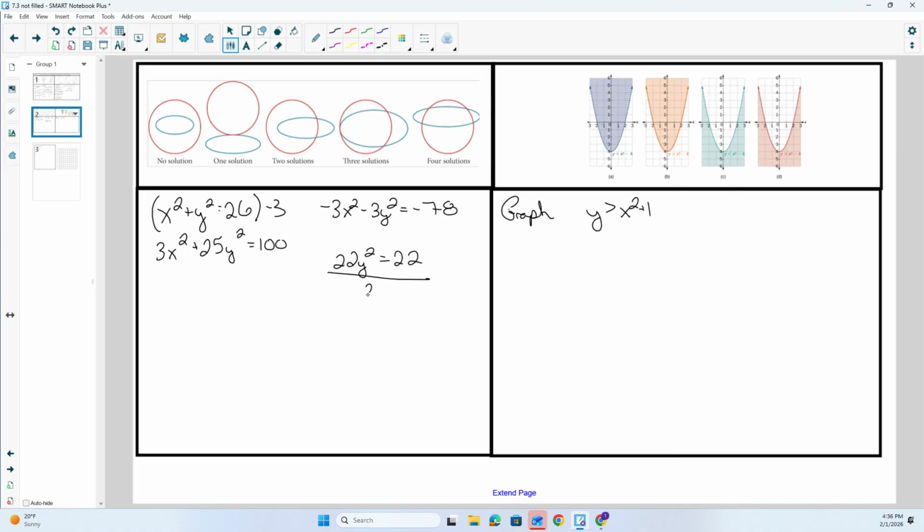Let's divide both sides by 22, which means y squared is equal to 1. Take the square root of both sides. That means y is equal to plus or minus 1. But now we need to go back and solve. Let's take the first one. I don't want to deal with extra numbers.